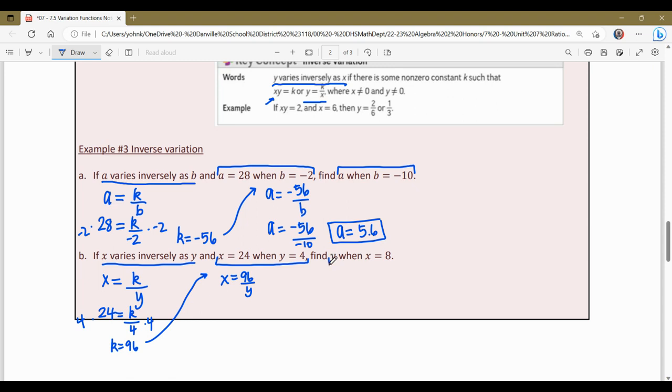So then I'm going to take that and say x equals 96 over y. I'm going to use the last bit, find y when x equals 8. And I'm going to say 8 equals 96 over y. Well, it looks like if I put this 8 over 1, I can cross multiply. And I get 8y equals 96. Divide by 8, and you get y equals 12. All right, so that's the third situation, inverse variation.